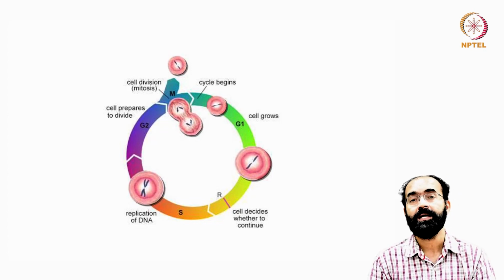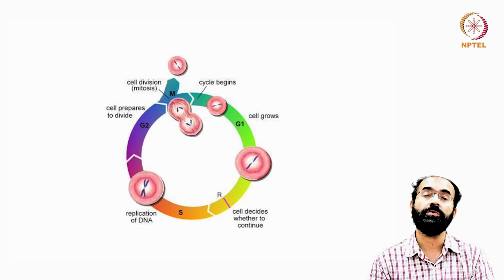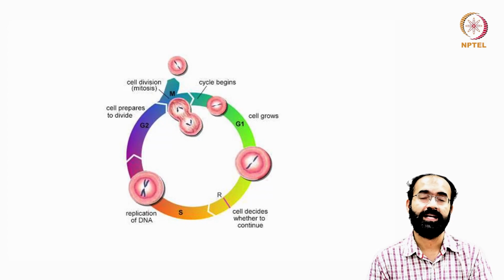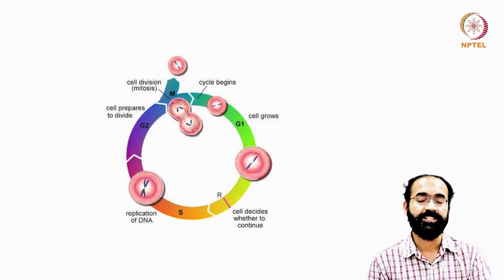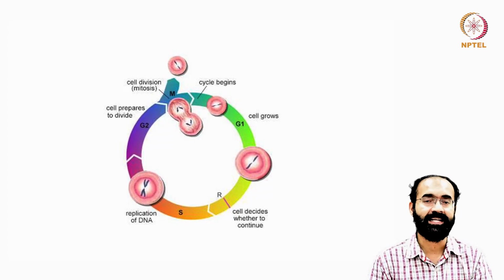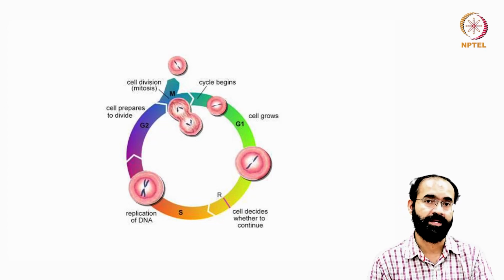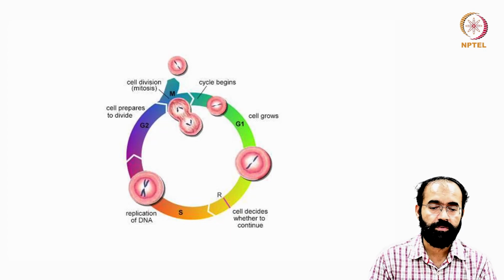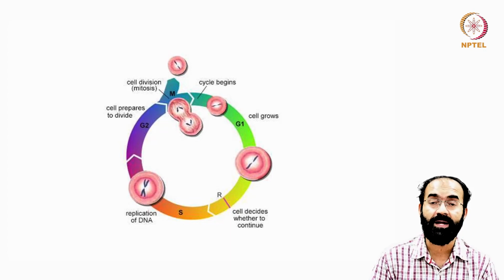So if there is a requirement, then the G0 cells, which have come out of the cell cycle, will now enter the cell cycle. So it has to start from scratch. G0 cells now become G1 and then S and then G2 and then M phase. M is for the cell actually dividing. So replication happens in the S phase, and at G2 phase the cell prepares to divide.